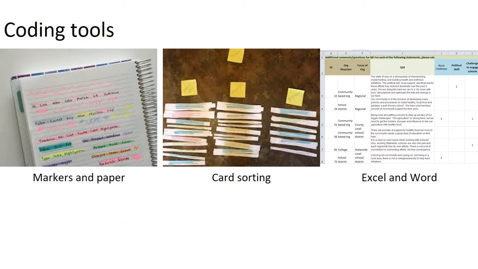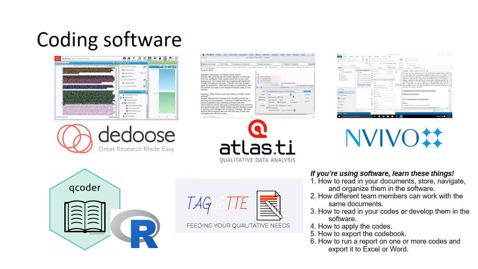You can use old school ways of highlighters or even cutting pieces of paper out and sorting them into groups, or even Word or Excel. You don't need fancy coding software in order to do this, but you can. So Dedoose or Atlas.ti and NVivo, they all have approaches that allow you to quantify the excerpts and the codes that you are developing.